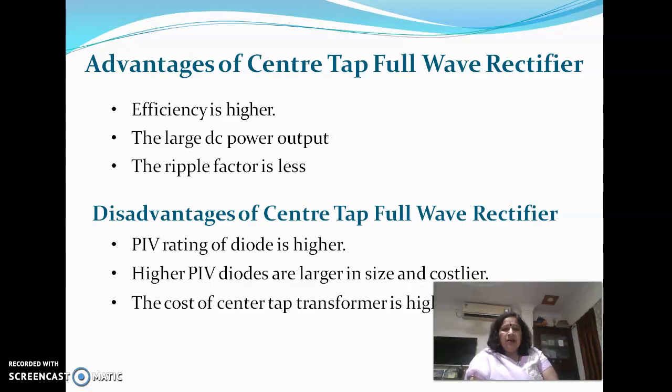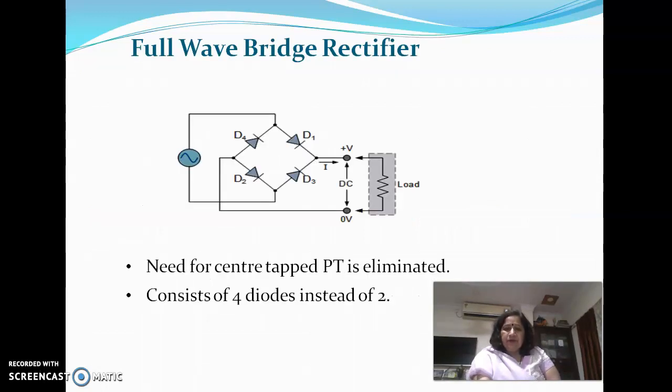Ripple factor is less, but there are certain disadvantages also, because the peak inverse voltage rating of the diode is much higher compared to the half wave rectifier, because it will be almost twice Vm. When the diode is reverse biased, the complete voltage which appears across the upper half and lower half of the secondary winding will appear across the diode which is reverse biased. Higher peak inverse voltage diodes are larger in size and costly also, and the cost of a center tap transformer is also very high. So let us see now what is a bridge rectifier.